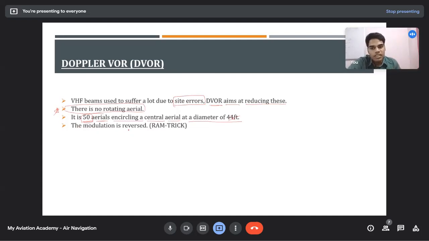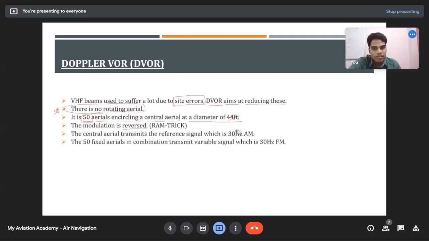The modulation is reversed. Now, what is modulation? I told you, right? FM, AM. In this one, the central aerial transmits the reference signal in all directions. This is amplitude modulated in Doppler VOR, whereas in the conventional one we were taught it was FM. And in this one, the fixed aerials transmit frequency modulated signals, which is supposed to be AM in the conventional one.